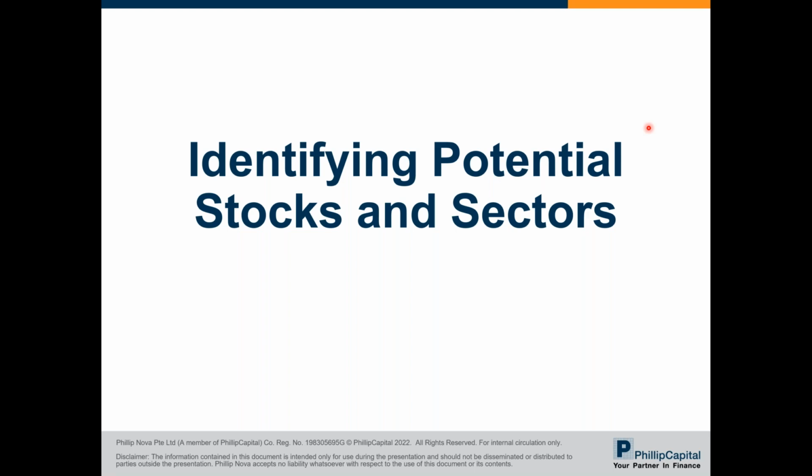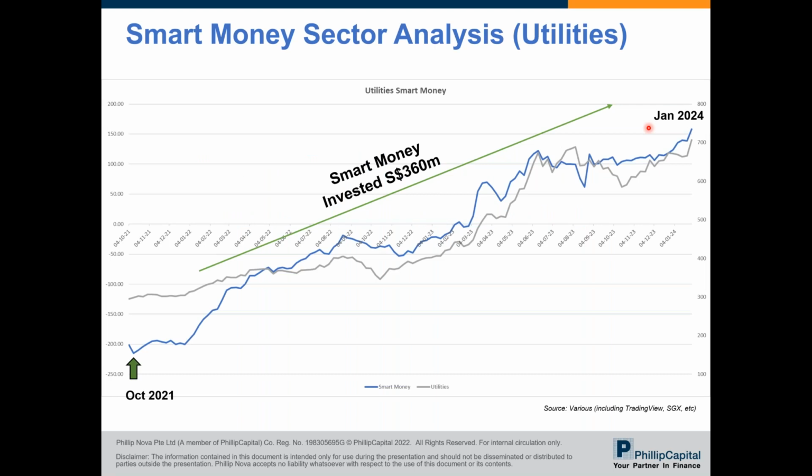So how then do we use these tools? How do we use this information of what the smart money is doing to help us as ordinary investors choose the stocks and the sectors to invest in? Take for example, this is a smart money analysis on the utility sector in the Singapore market. And you can see that from October 2021, the blue, okay, in all the charts that you see here regarding smart money, I forgot to mention, whenever you see the blue line, it represents the funds that the smart money had been putting into the particular sector or stock that this chart is showing.